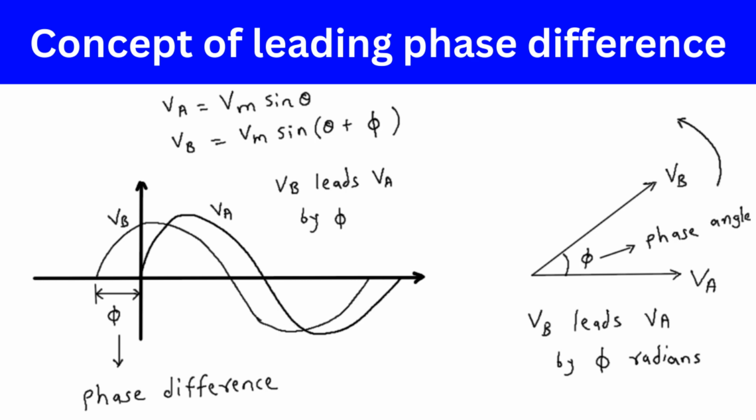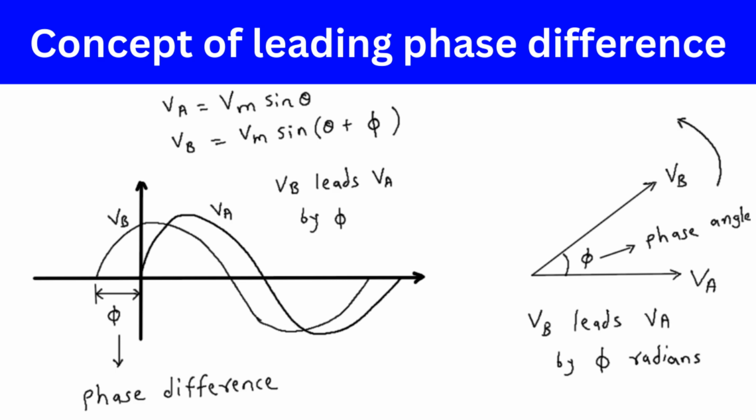In electrical engineering, the concept of leading phase difference refers to the situation when one voltage waveform leads another voltage waveform in time. Specifically, if voltage waveform VB leads voltage waveform VA by an angle phi, in radians, then we say that VB has a leading phase difference with respect to VA.